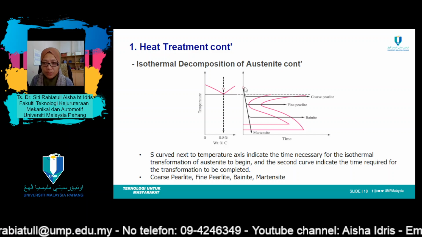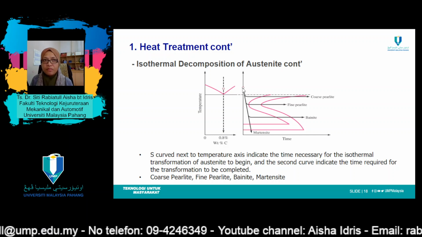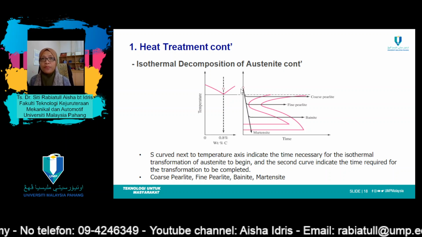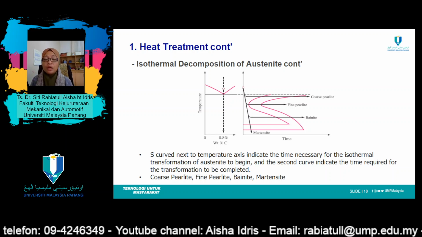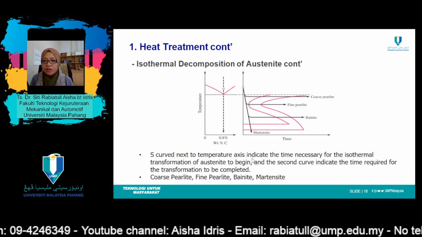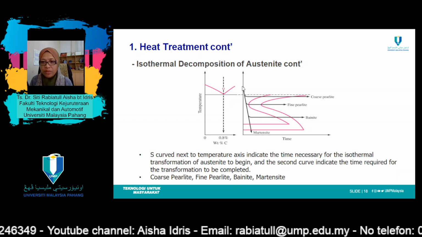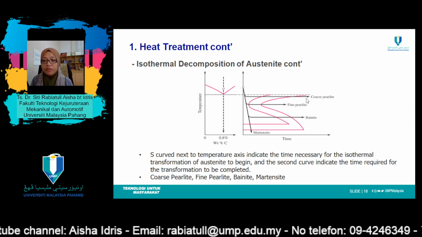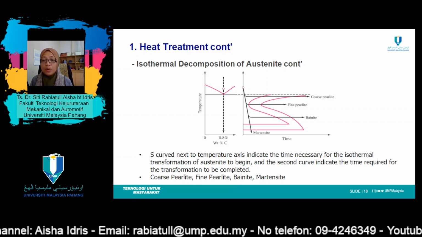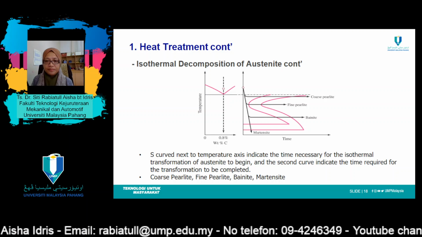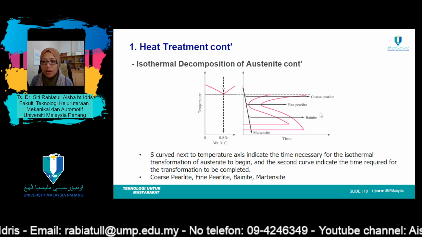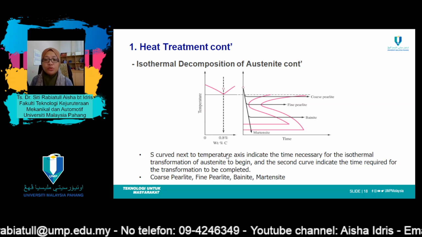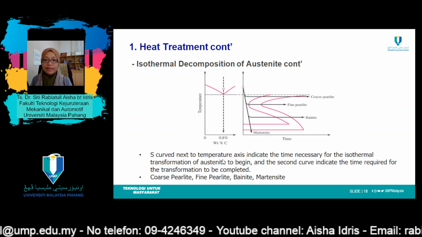So this one is the cooling point, which is a temperature below austenite temperature. Following this line, you should be able to produce the different types of structure which are needed. And this may only occur for carbon steel equal to 0.8 weight percent.